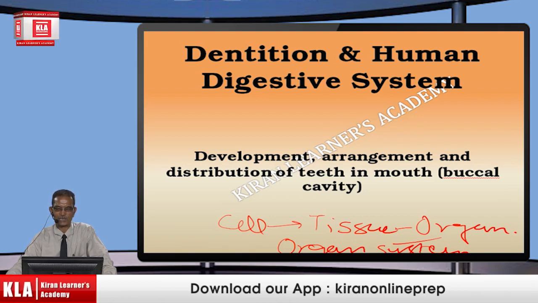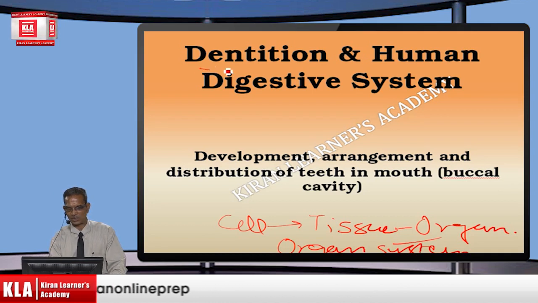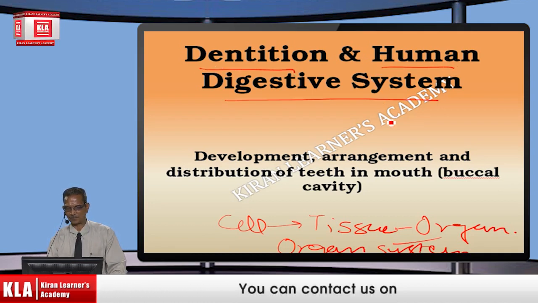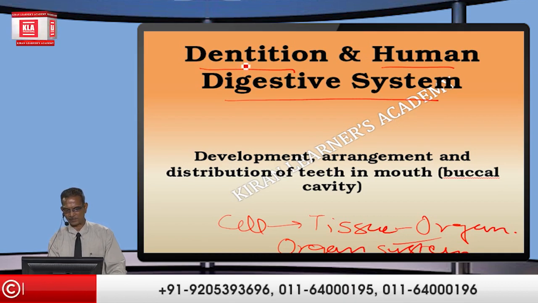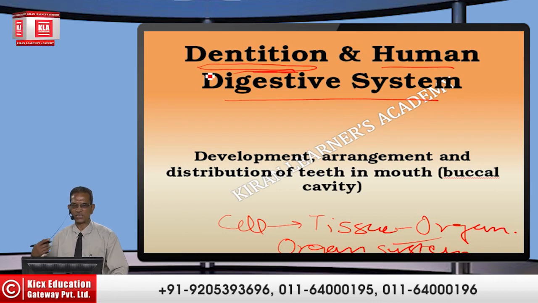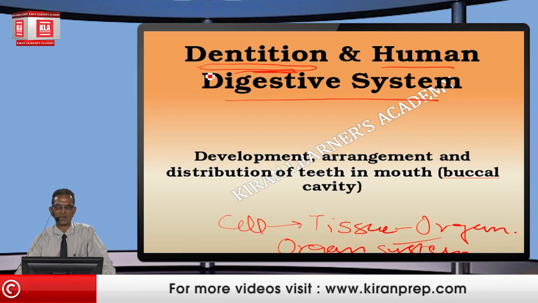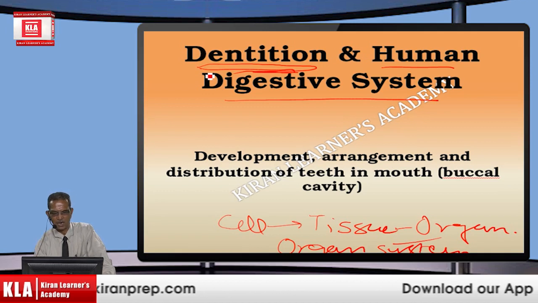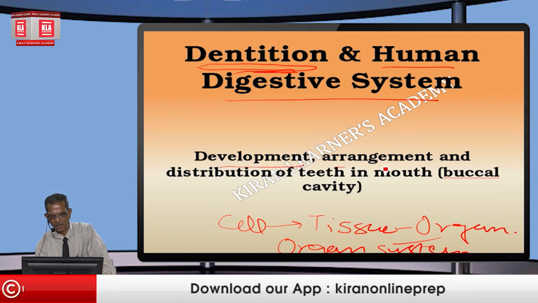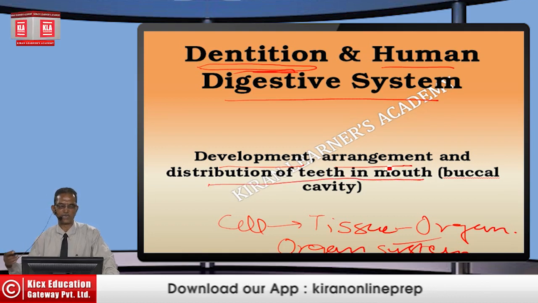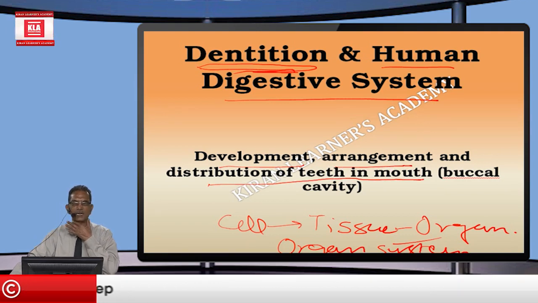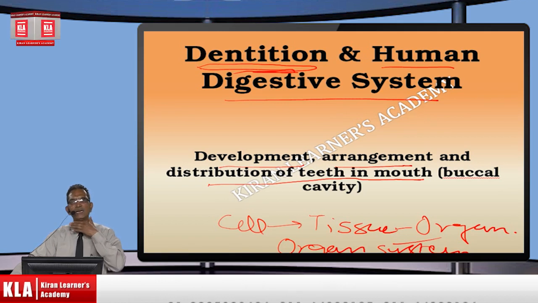And that is what we are going to study in this topic, dentition and the human digestive system. If we look at the word dentition, though it is not different from the digestive system, it can still be considered a part of it, because it basically concerns teeth. That means how the teeth develop, how they are arranged, and how they are distributed in the mouth. When we say buccal cavity, we are talking about the mouth. It starts from here and it ends here.